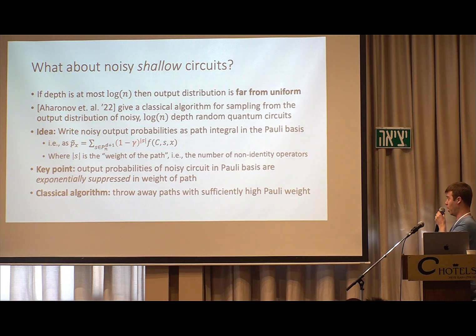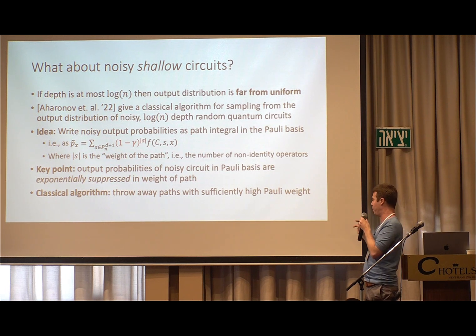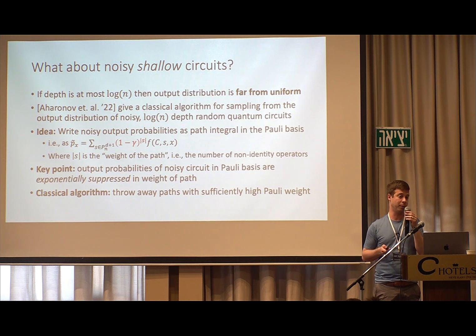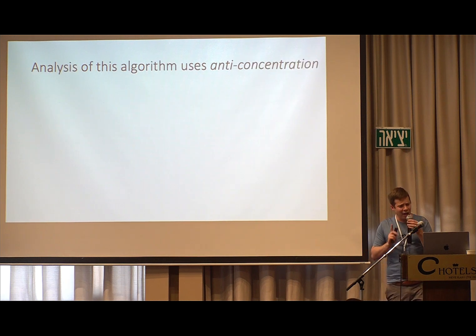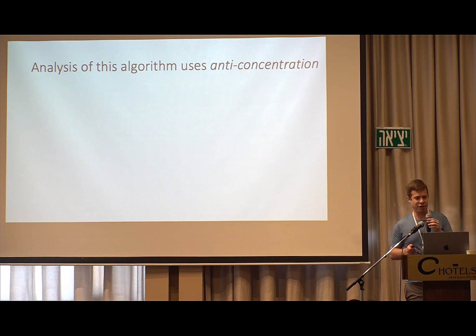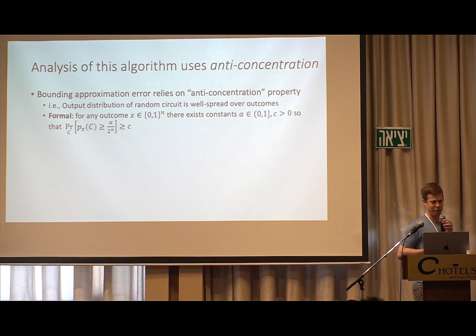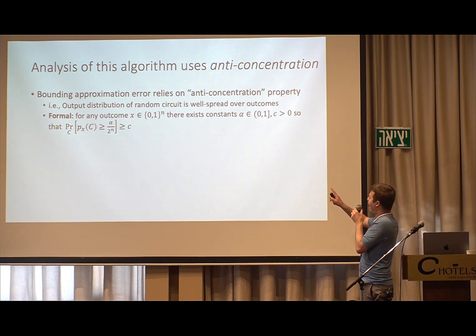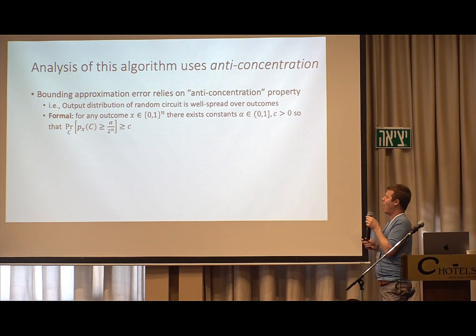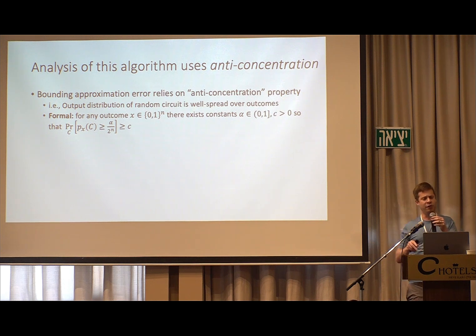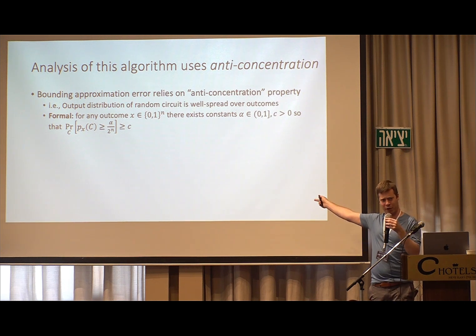It takes this noisy output probability, and it computes it by throwing away paths with sufficiently high Pauli weight. But the analysis of this algorithm uses anti-concentration. Now, anti-concentration could be a talk in and of itself, just talking about its subtleties. What I want to say is that anti-concentration is how they bound their approximation error, and it's critical in their algorithm. Roughly speaking, it means that the output distribution of the random circuit is well spread over outcomes, exactly what you would think from the title.